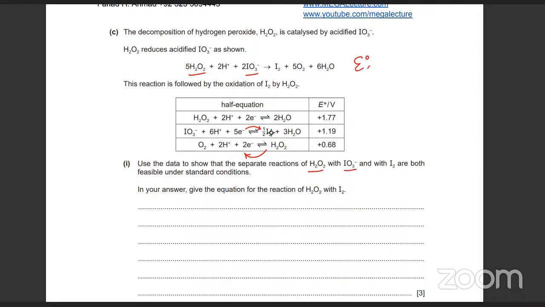So what is the E naught cell? How do you calculate the E naught cell? That's reduction potential minus oxidation potential. So the reduction you have is 1.19, and the oxidation is 0.68. So you're getting a positive value, which is greater than 0, 0.51. So that's it. This one is a feasible reaction.